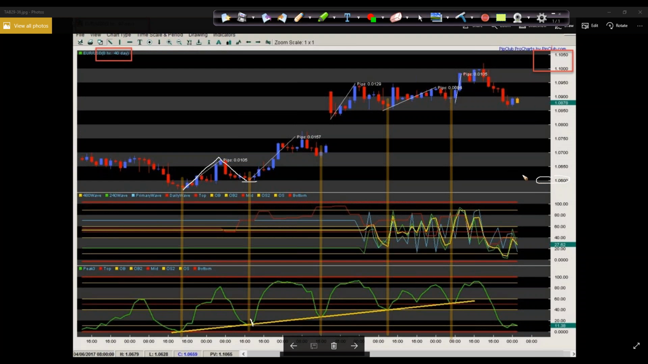Double zeros and 50s are called psychological barriers. They are as strong a support and resistance as anything else you're going to draw on the chart. And when you measure these pullbacks, I believe this one was perfectly 38.2.